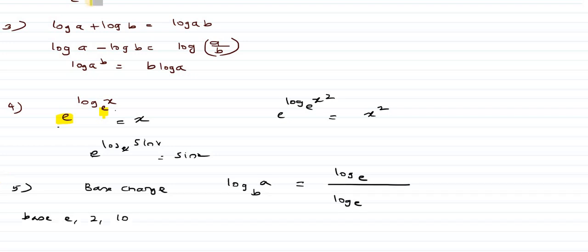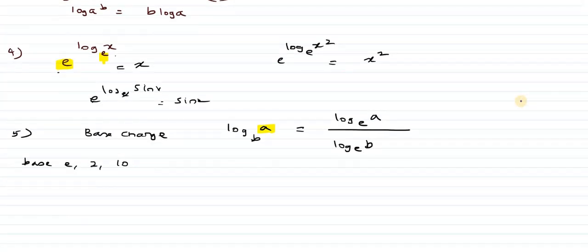The argument, this a, I will put it in the numerator. And the base, I will put it in the denominator. That's all. This value is same. This is very easy and you have to remember it. This is known as base change theorem. Log a to the base b can be written as what? First select a common base and then the argument you write in the numerator and the base you write in the denominator. Is it clear?